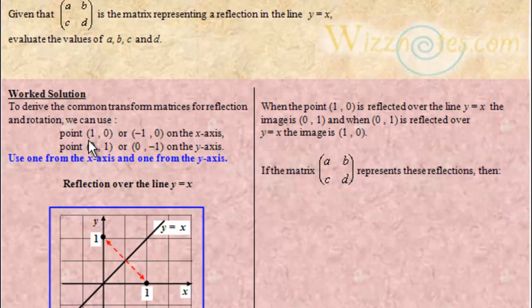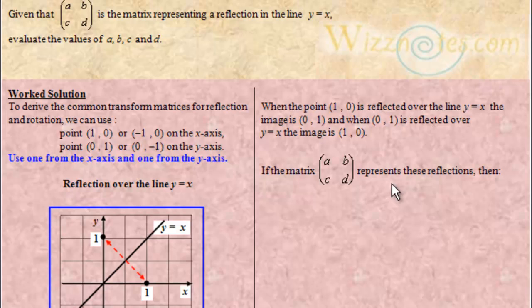Always use one of these points, either (1, 0) or (-1, 0) on the x-axis, and for the y-axis points we use (0, 1) or (0, -1), and that is to derive transformation matrices for our reflections over the common lines or for our rotation. In other questions we might look at a rotation, but okay, so back to this one.